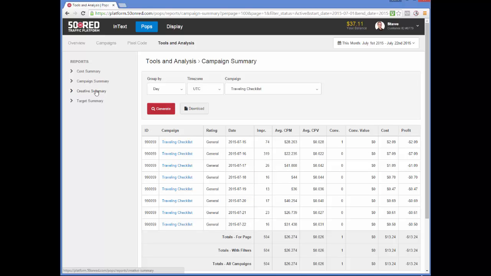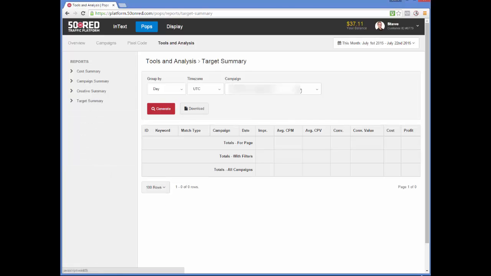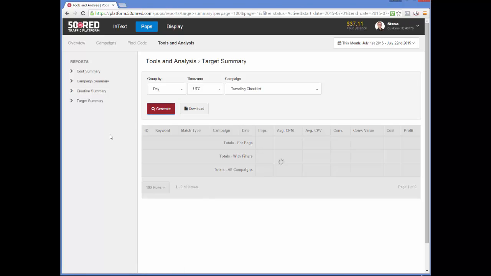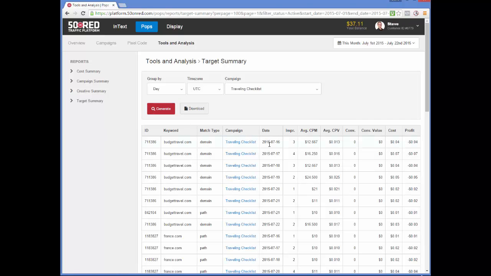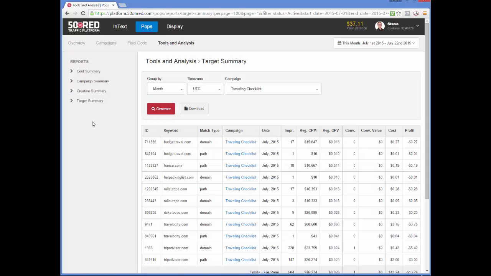Creative, of course, is where we entered the URL for our capture page. We only had one creative for each campaign, so the results will be the same as running a report for the campaign. If you had several creatives, you could do a report on that. Now targets, let's choose there, choose our campaign again, say our traveling checklist, hit generate, and this will now be based on our targets for each day. There you can go group by day. Well, if we wanted to group by even the week or the month, because in the week it might split it into 2 already, but let's go by the month.